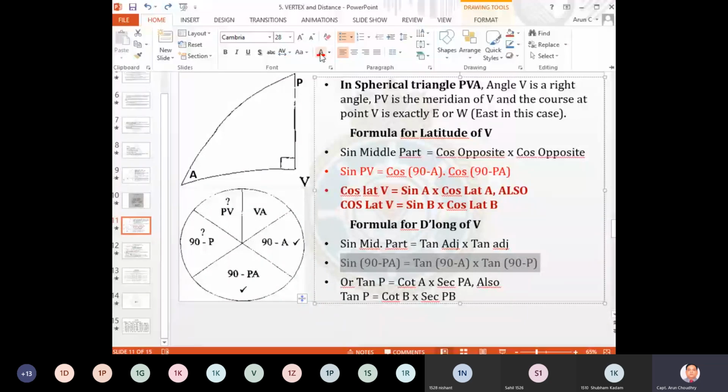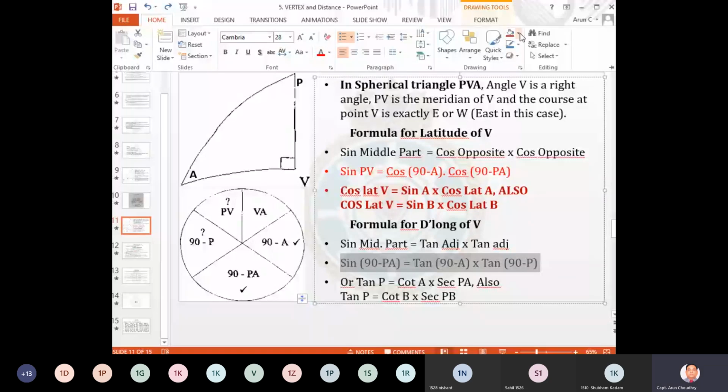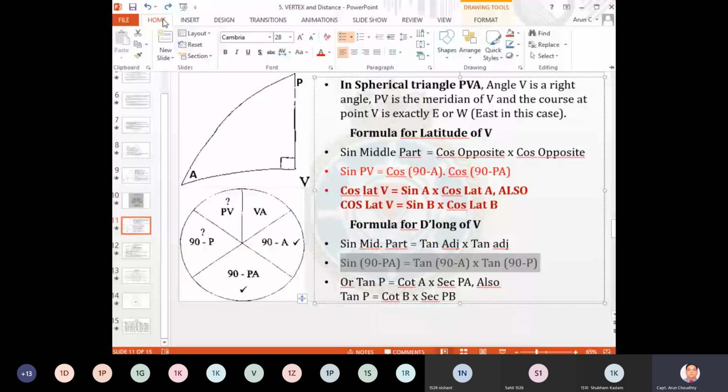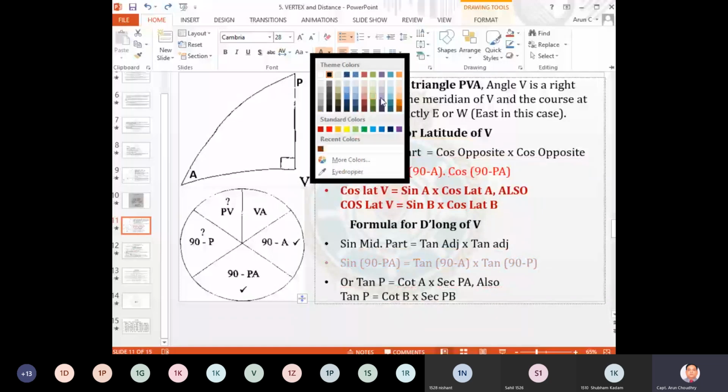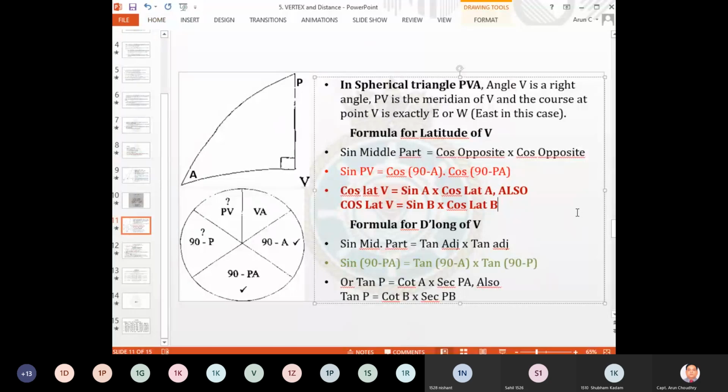And I am giving it a color. Actually, I don't know why I'm not seeing this highlighting thing. That highlighter button is not visible to me. Anyway, I'll just put some color here. Let's say dark green or something. So everybody can see the dark green thing written there: sine of 90 minus PA is equal to tan of 90 minus A into tan of 90 minus P. Everybody can see that, sir?